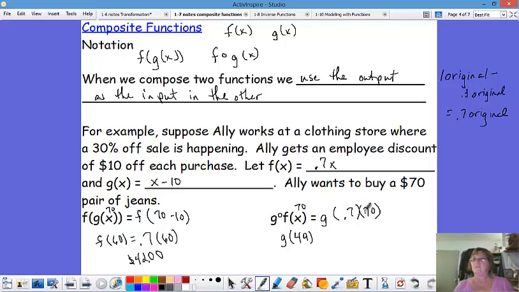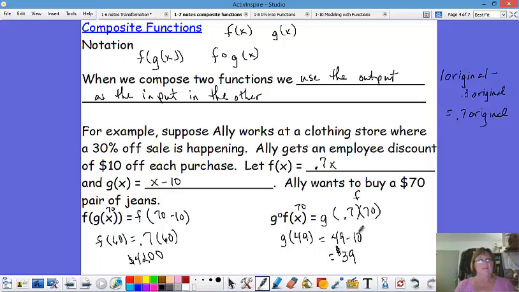The g thing to 49 is what we have to do. We took the output of the f function, so this one is the f. We put it as input to the g. And now the g function says, well, you take the quantity minus 10. So we'd be looking at 49 minus 10, or $39. And many of you probably could have answered this question first.